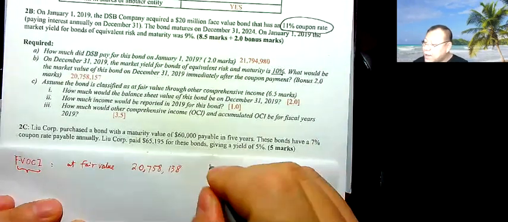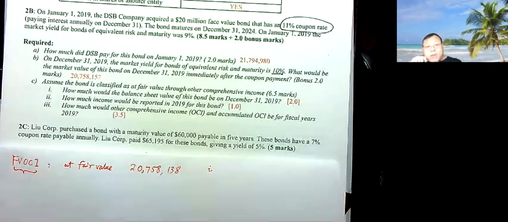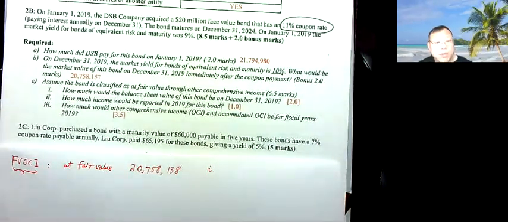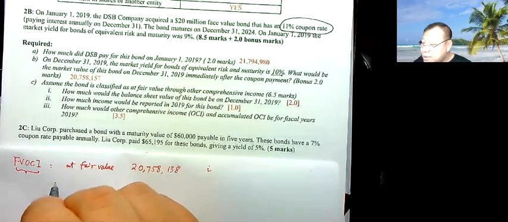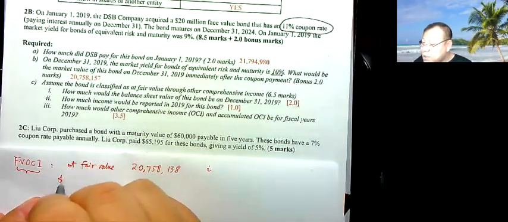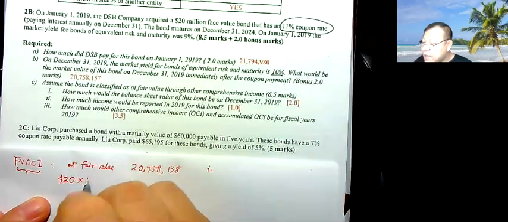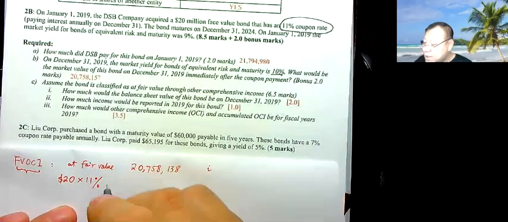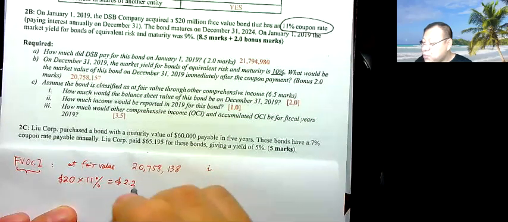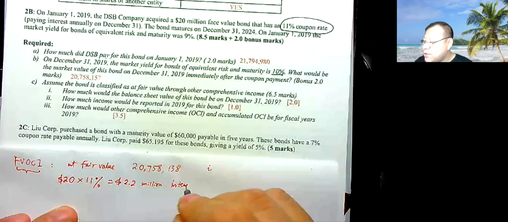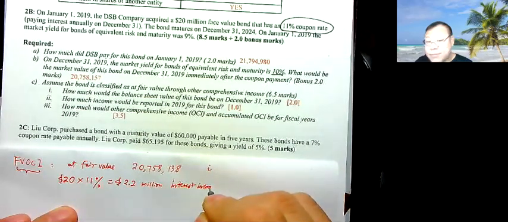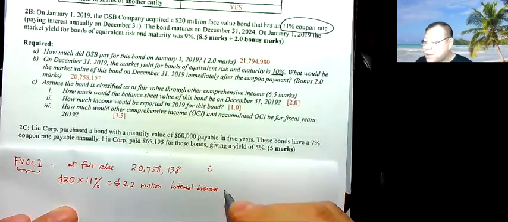Okay, that's number one. How much income would be reported in 2019 for this bond? For 2019, you have $20 million times 11% coupon rate. That's 2.2 million interest income. Okay, so that's number two.